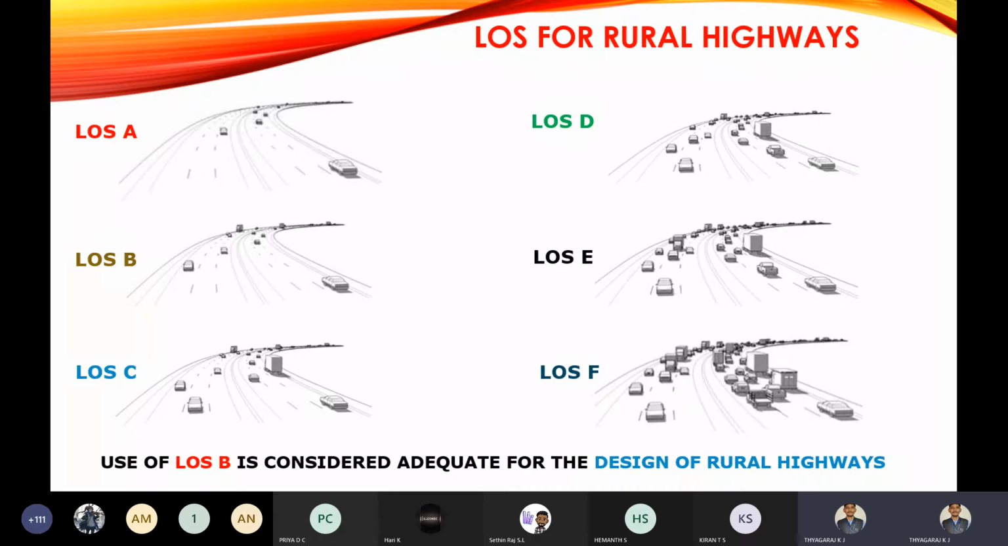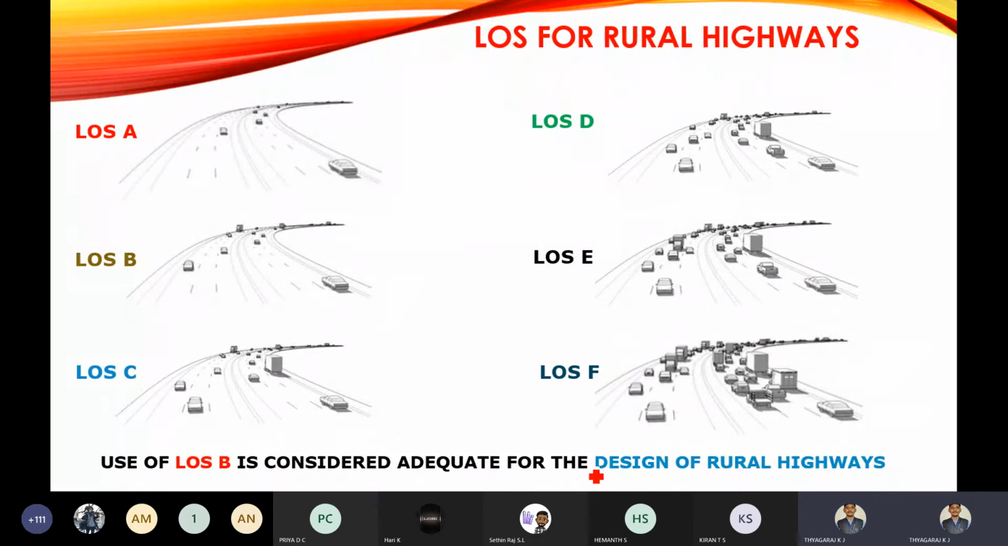Okay, you remember the diagram. Whatever I showed in the first slide, that is the operating speed versus volume to capacity ratio, and the explanation for level of service. This is only a pictorial representation. Don't write this in the exam. You have to draw that graph and explain it.